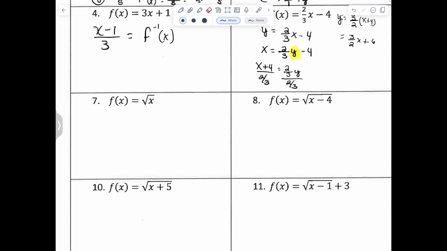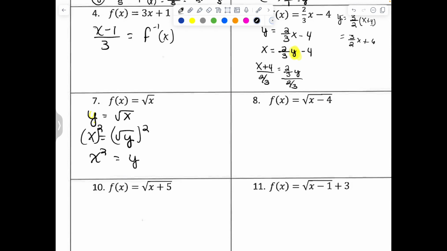I'm going to change f of x to y, and then exchange x and y. And I need to get rid of this radical. So to get rid of this radical, I'm going to square both sides. That gives me x squared here. The magical thing about squaring a radical is it just makes the radical disappear. What's inside the radical, or the radicand, remains the same. So we have y equals x squared, and that is the inverse of the square root of x.